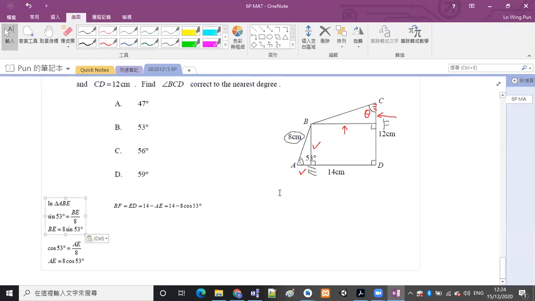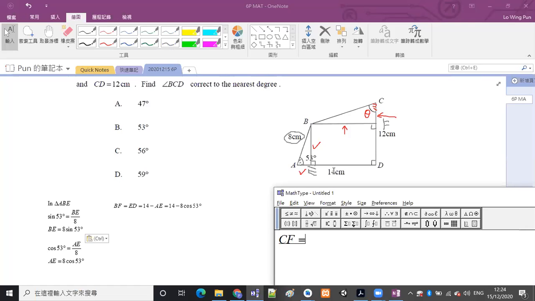OK, 好啦，CF 又點啊？Can you see that CF is actually equal to 12 minus DF? But DF should be equal to BE because they are the opposite sides of a rectangle. So they will be equal in length. But BE has been found to be 8 sine 53 degrees. So CF should be 12 minus 8 times sine 53 degrees.